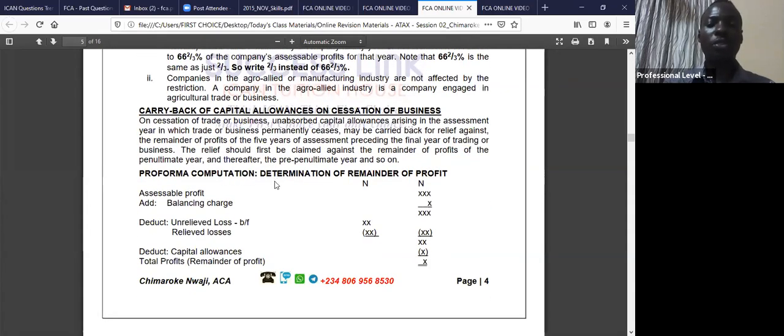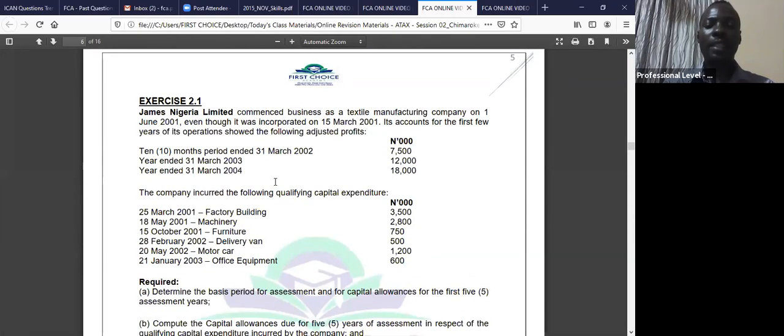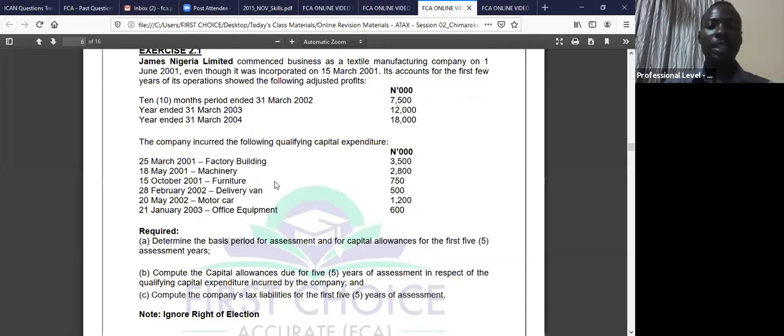Okay, so now let's get straight to question number 1 and let's get right into the business. It says here, James Nigeria Limited. Now this is a company. It could be James Nigeria Ventures, anything, but this is a company. Now the key word here is commenced business. Now we know that commencement rule will take place. This is a textile manufacturing company. So the word manufacturing here shows that it is not going to have restricted capital allowance. So we don't need to do 2/3. So these are the key things you mark. Now this is the date of commencement. It's important for assessable profit.